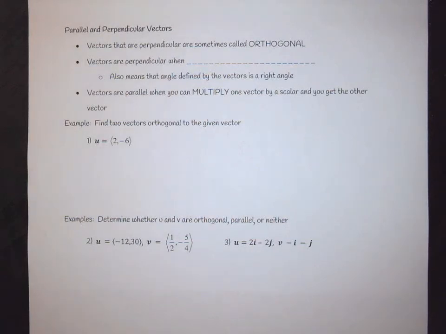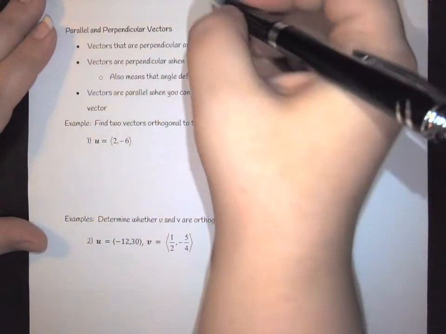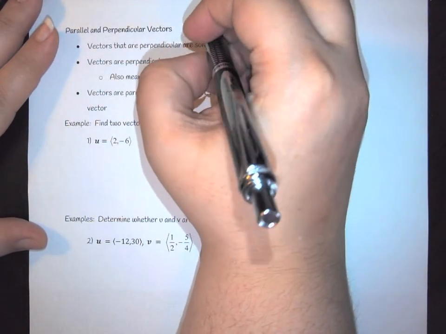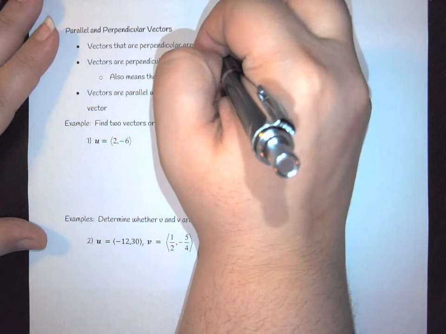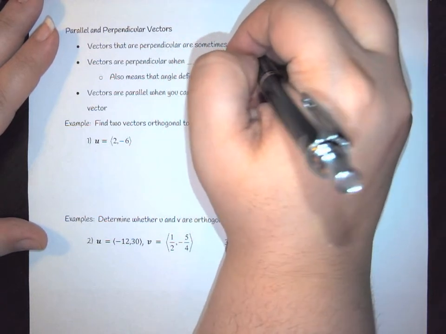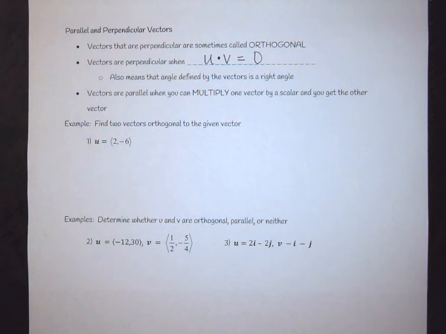In this short video, we are going to look at what it means to have parallel or perpendicular vectors. First, perpendicular vectors are called orthogonal. Vectors are perpendicular when the following happens: if you take u dot v, that's going to give you 0 as a result. That means that they are perpendicular, or defined as being at right angles. Vectors are parallel when you can multiply one vector by a scalar and you get the other.